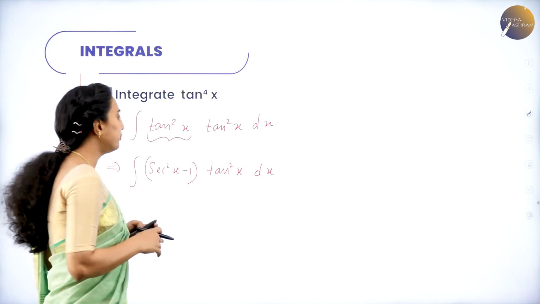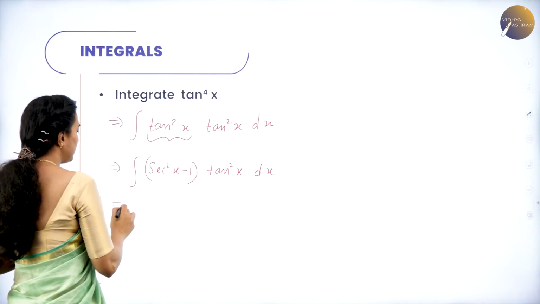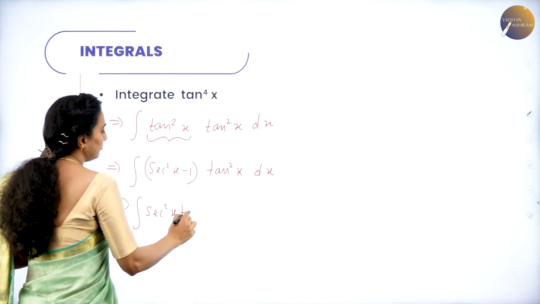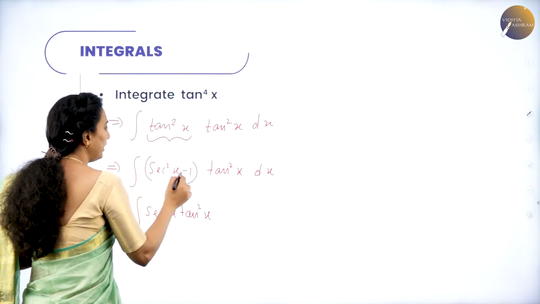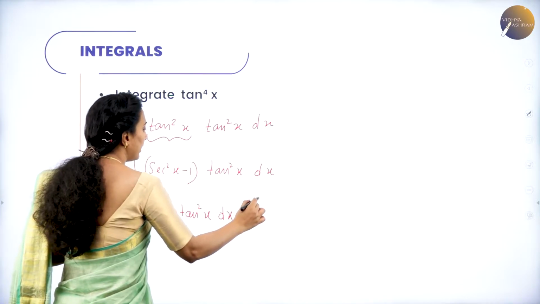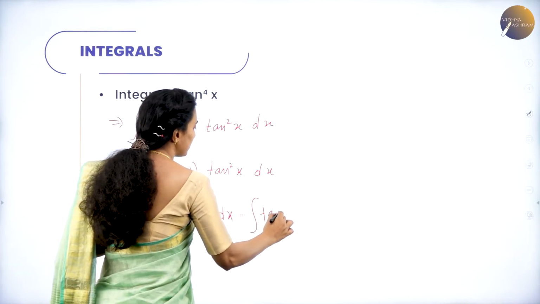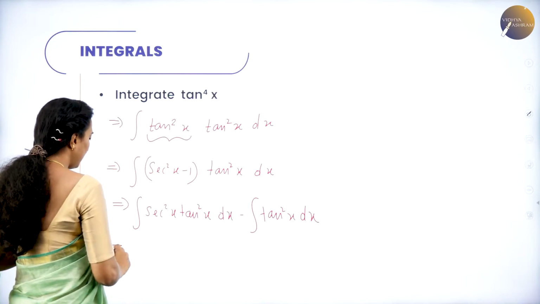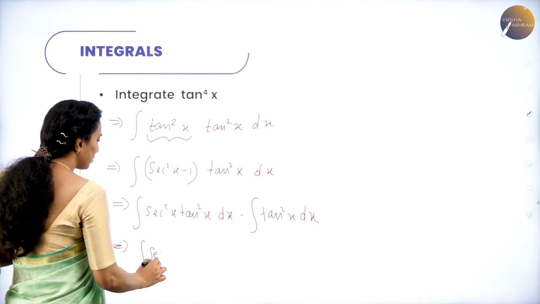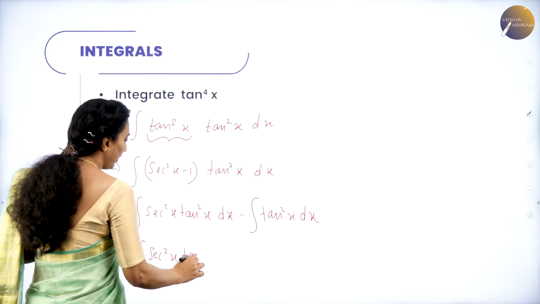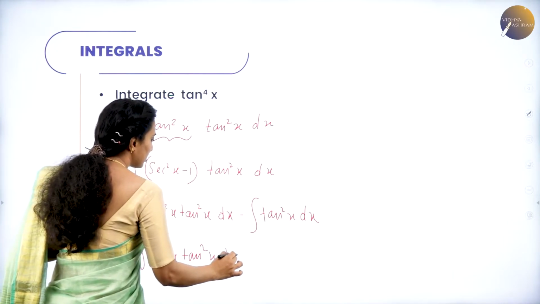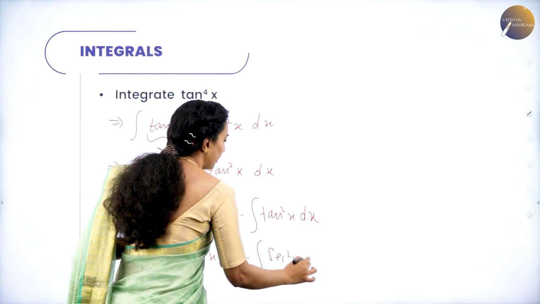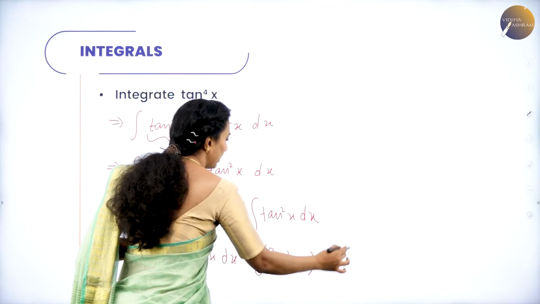So here I am going to multiply tan squared x inside. So what happens? Secant squared x into tan squared x. Okay, I am separating the integral into dx minus integral of tan squared x into dx. I hope you got this step. Again substituting back: integral of secant squared x into tan squared x into dx minus this, I can substitute as secant squared x minus 1 according to the trigonometric identity, into dx.